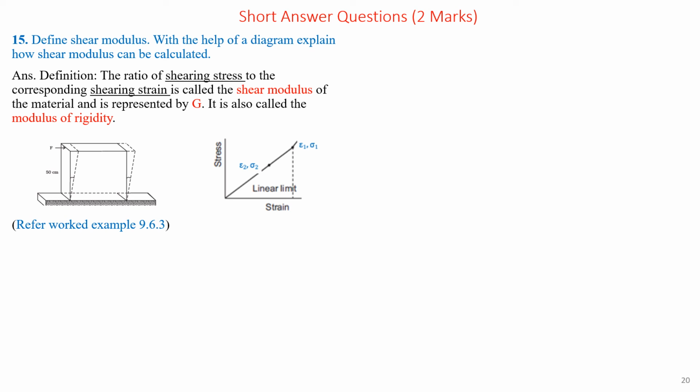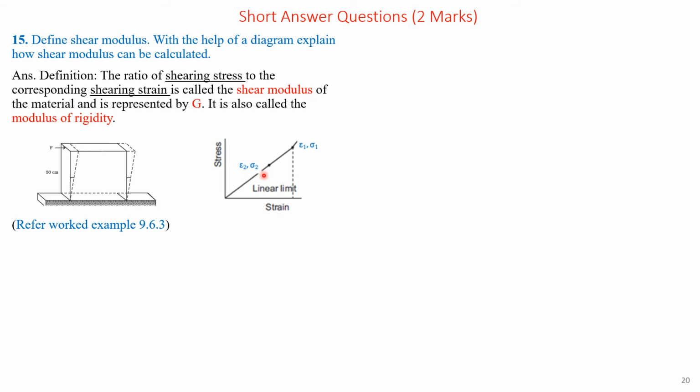The shear modulus can also be calculated from the stress and strain graph, as shown in the figure on the right hand side. Within the elastic limit or linear limit, we have to select 2 points P1 and P2, and determine and note down the coordinates as epsilon 1 and sigma 1, and for point P2, epsilon 2 and sigma 2.